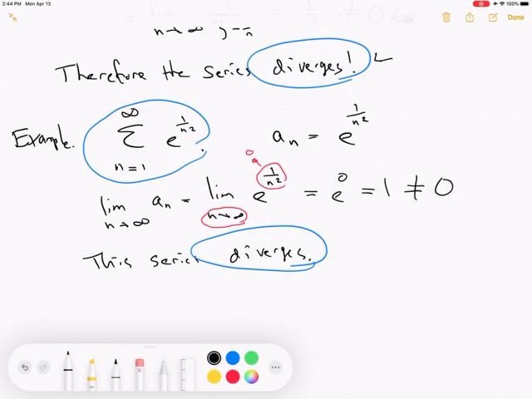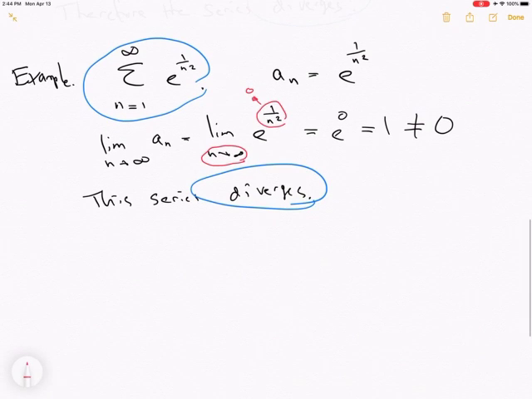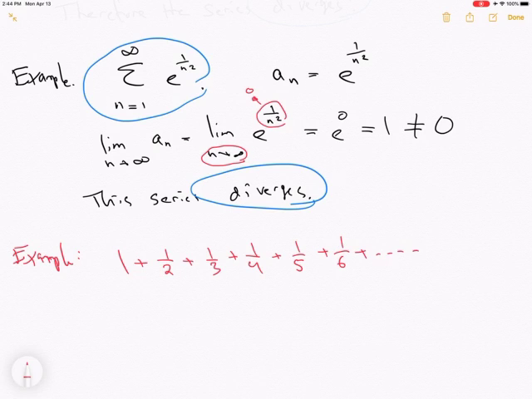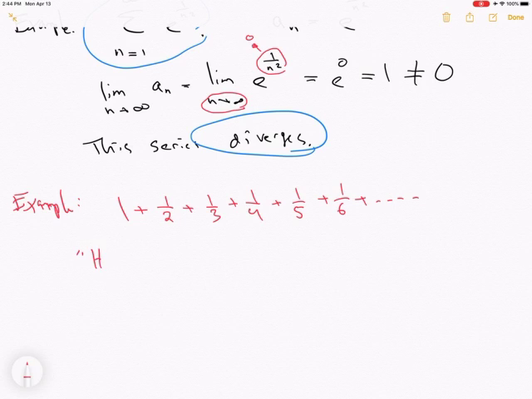I just want to give you one more example. This is to emphasize that the theorem only tells you one direction. It just says if the limit is not 0, then it diverges. This series here, 1 plus 1 over 2, plus 1 over 3, plus 1 over 4, plus 1 over 5, plus 1 over 6, on forever, is called the harmonic series. This diverges.